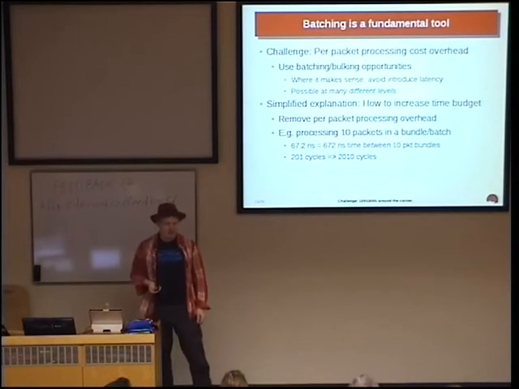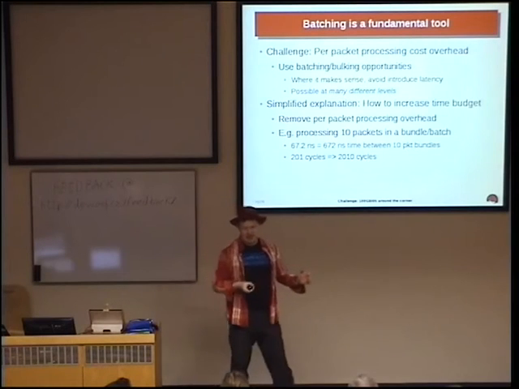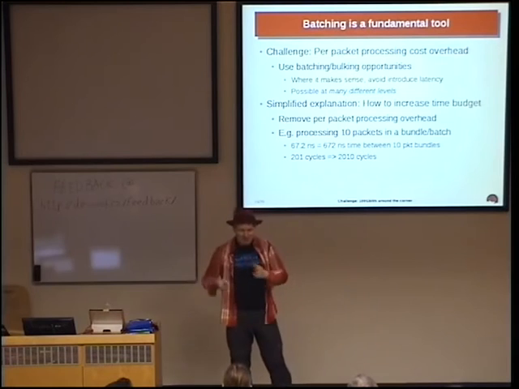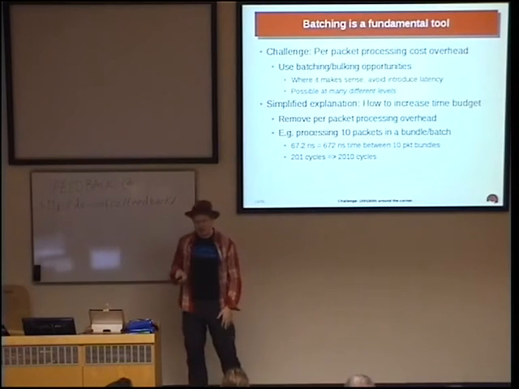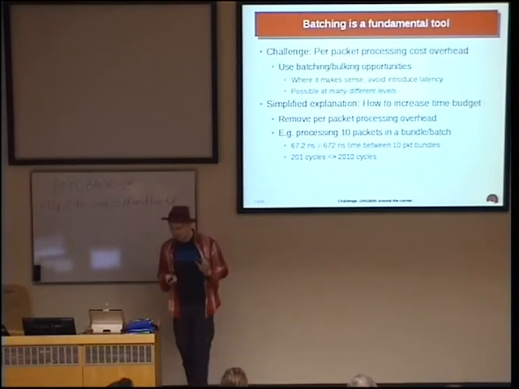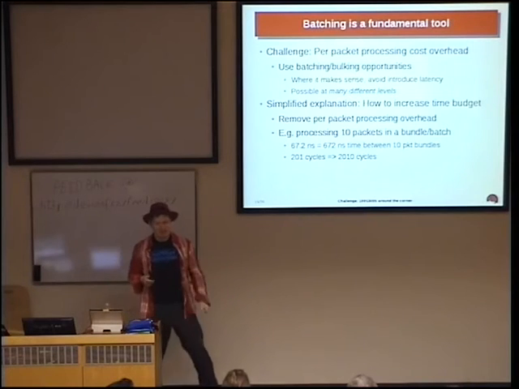And that's basically what DPDK does, they always take 32 packets. They wait for them, and then you have a lot of time budget if you can amortize away all the overheads per packet. It's a little bit more difficult in practice.